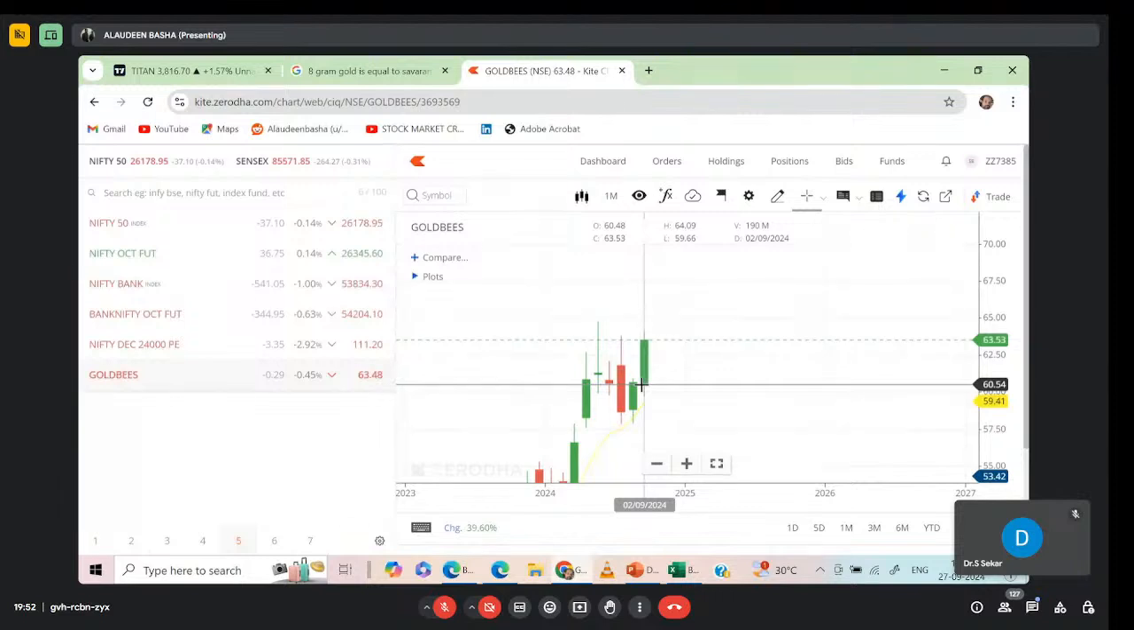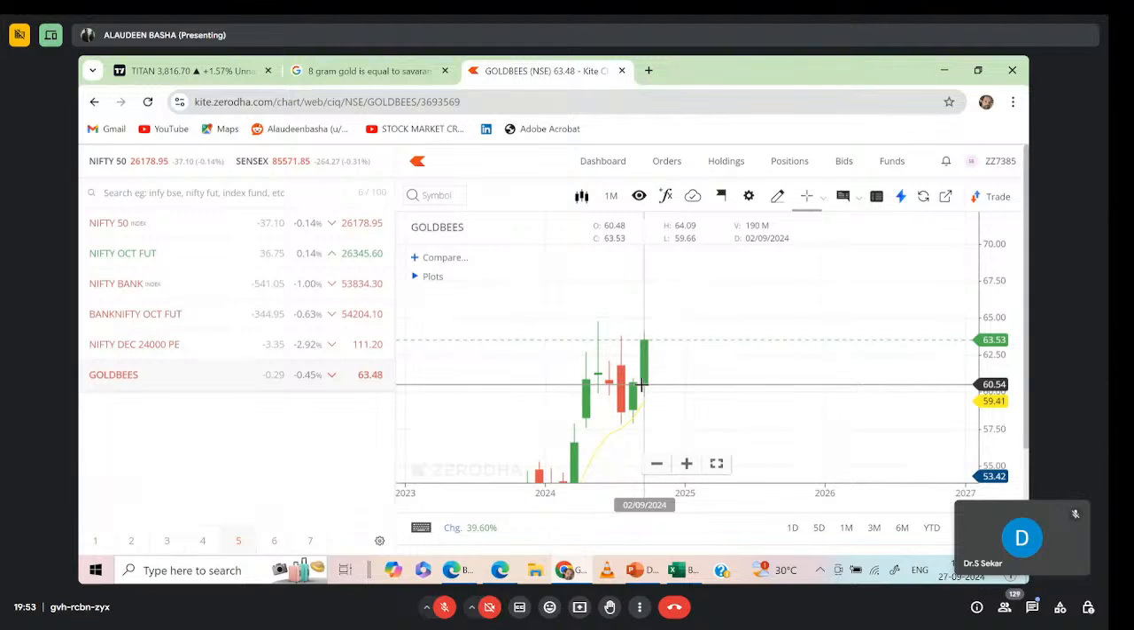So whenever you have time and money, you just add Gold Bees, because it's a low price. Everyone is able to buy this kind of ETF, so you can easily add it. It's one kind of investment. Compared with real estate, stocks and mutual funds, it's the simplest method to invest in gold online.